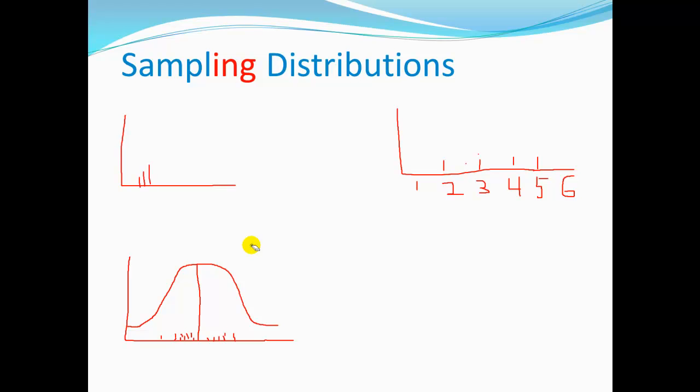So, in the sampling distribution of infinite sample means, the values of the means will vary from sample to sample, but they will cluster about the true population mean. That's another way to say it, taking that directly from the book.